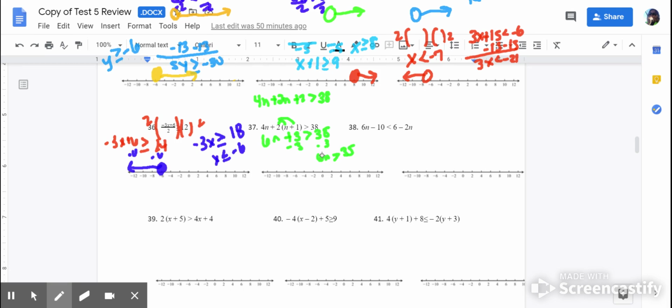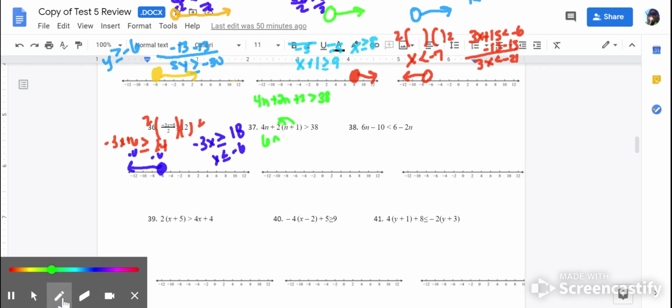If you notice, I made a big mistake here. 4n plus 2n is 6n, but I should have used plus 2. Instead, I used plus 3, so that's going to change my answers just a little bit. It is going to make them a little bit happier, though, so that's good. So 6n plus 2 is greater than 38.